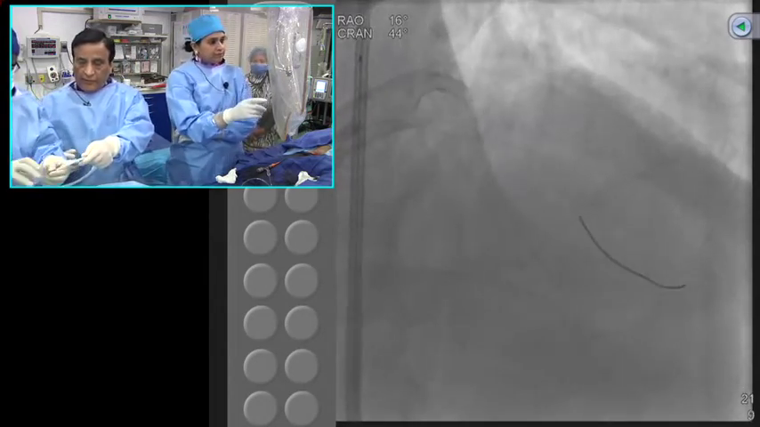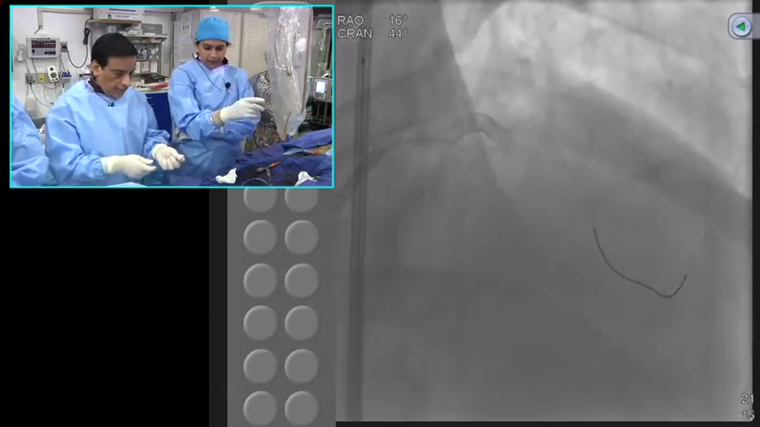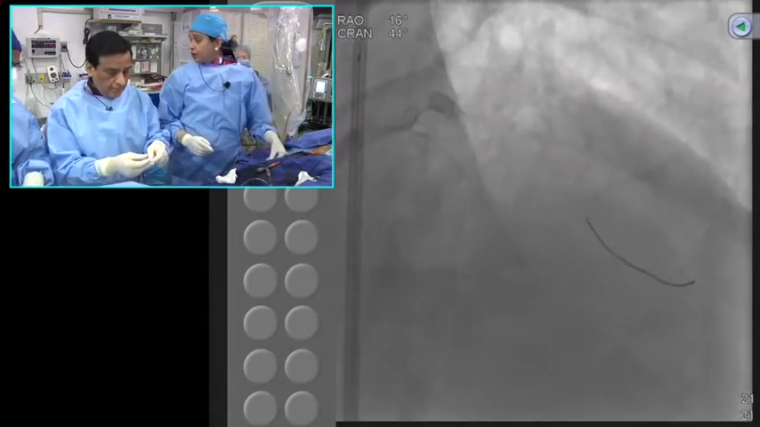The question is, what is the stent technique? It was a Medina 0-1-1. Yeah, so it has to be a V. So V. If it's a V, 24 may be too long for the LAD. Then 20. 3.0 by 20 for the LAD.